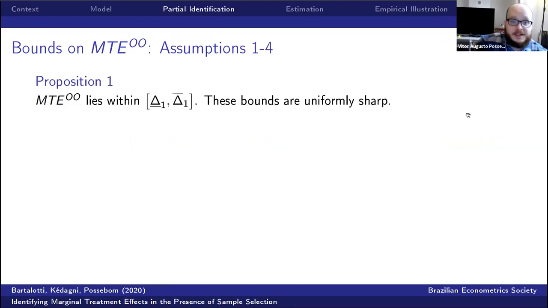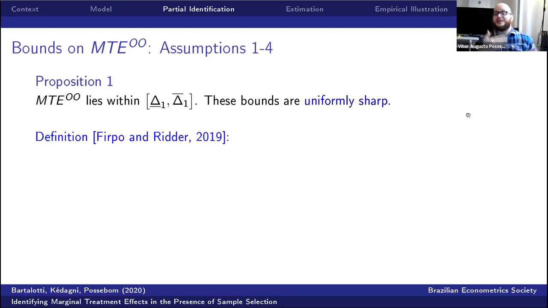And as a consequence, we have our first proposition here. So we have already derived that the MTE function lies within those functional bounds. But the interesting part is that the bounds are uniformly sharp. It is completely unfeasible to prove that the bounds are uniformly sharp in a short presentation. But now I will actually define what is uniformly sharp.